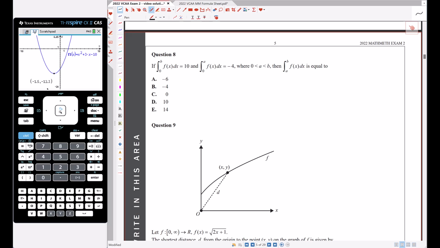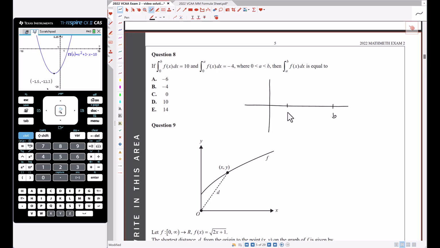Okay, so essentially what we've got here is, let's just think about what's happening. So we've got 0, then a, and then b. Okay, we know that the integral of f of x from 0 to b is positive 10, but from 0 to a is negative 4. So let's say our graph of f is probably going to do something like this. It's not very good. Let me make a closer one.